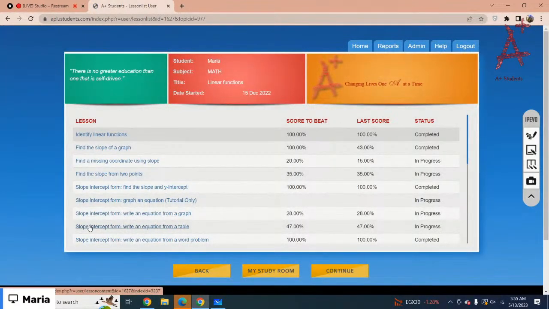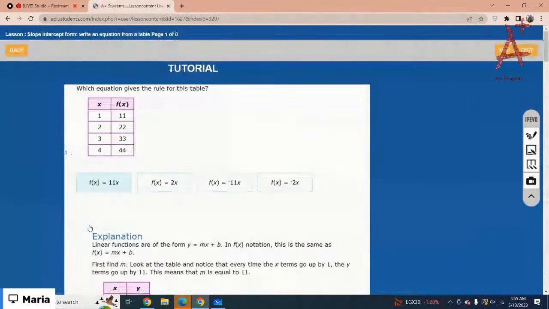Okay, the next one is slope intercept form. Write an equation from a table. Okay, now you are given the tables. You have to write down the equation from the table. Got it? You have to write down the same equation in the slope intercept form. So that means you just need two things, the slope and the y-intercept. So you have to calculate these two things from the table now. Let's just start with the first example.